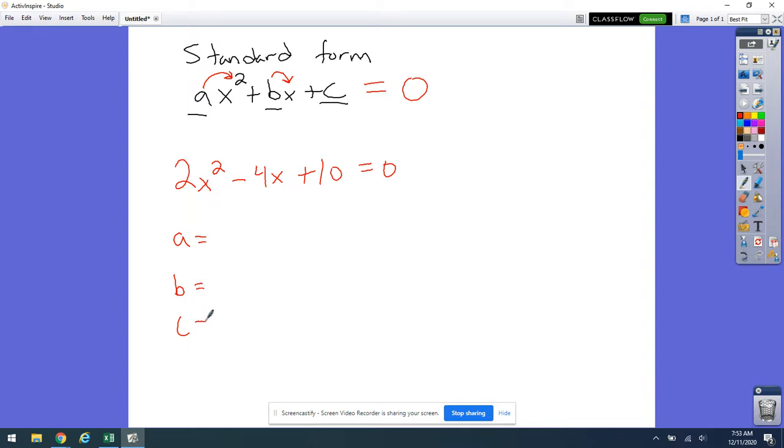So a is in the same location as x squared, so a is equal to 2. B is equal to negative 4. C is equal to 10. And that's basically the gist of it, of just identifying those key parts.